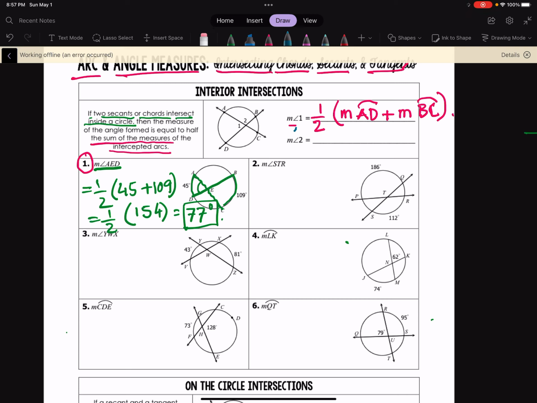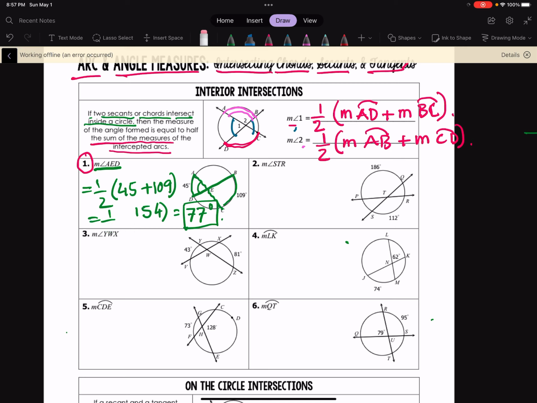Let's see what happens for the other angle. Let's get this angle 2. If it is 2, the intercepted arcs are AB and the other one should be CD, right? So it should be half of the measure of AB plus the measure of CD. So that's it.